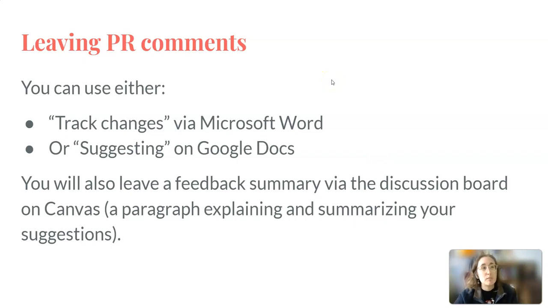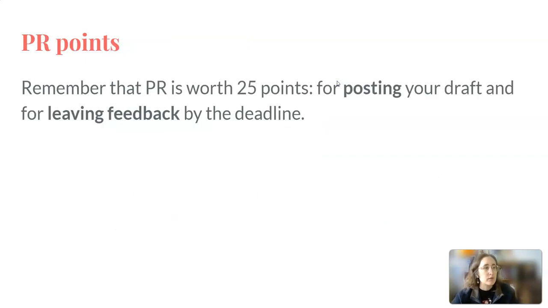The way that we're going to be doing peer review comments is you can either use track changes on Microsoft Word, or you can use suggesting on Google Docs. Either of those ways will work, and you will also have to leave a feedback summary on the discussion board post on Canvas. More details to come for peer review 1 during week 2. Essentially, peer review is worth 25 points. It's worth that for posting and leaving feedback. So there are a few things you have to do, but if you do that, you'll get full points for peer review.